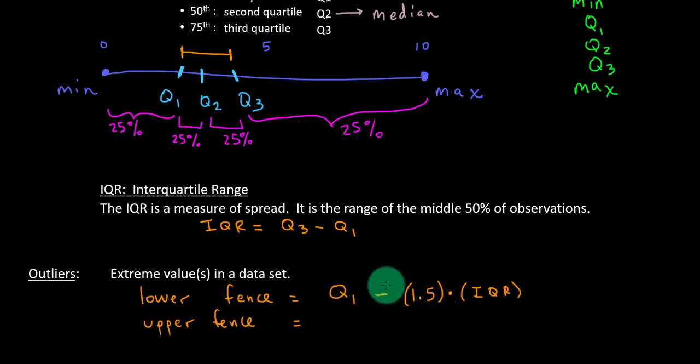And what this is going to do, it's going to take you to the lower quarter of the data set and go a little bit lower, some specified systematic amount. And any value that's smaller than the lower fence will be an outlier. So the upper fence is defined very similarly, but it needs to be in regards to the upper end of the data set. So instead of Q1, this is going to be the third quartile plus 1.5 times the IQR.